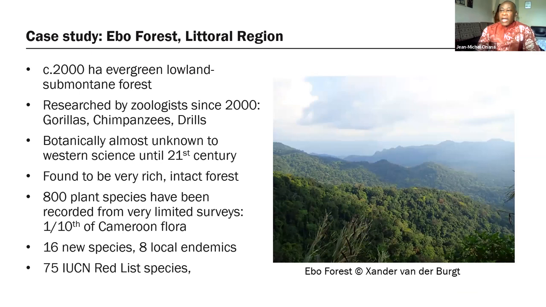Now we have the case study of Ebo Forest. That is a forest in the littoral region. It's about 2,000 hectares of evergreen lowland submontane forest, as you can see the canopy in the picture. Research by zoologists noted the presence of primates, gorillas, chimpanzees, some endemic. But it was botanically almost unknown until the 21st century. Then it was found to be very rich. 800 plant species have been recorded. That is one tenth of Cameroon flora. Among them, 16 new species, 8 local endemics, and 75 IUCN Red List species.